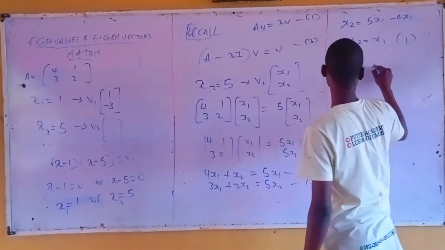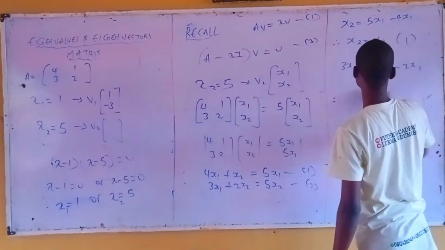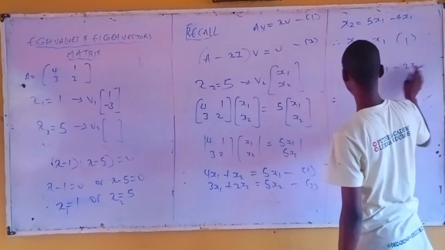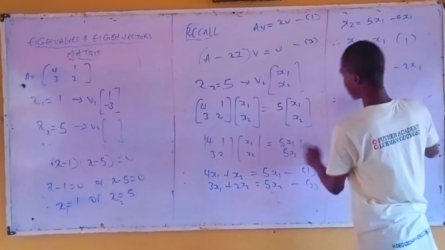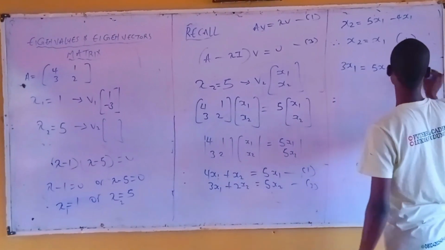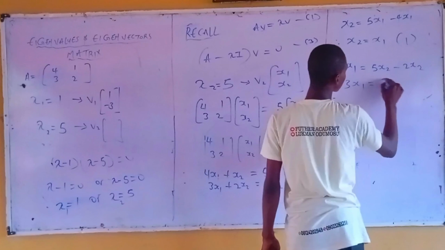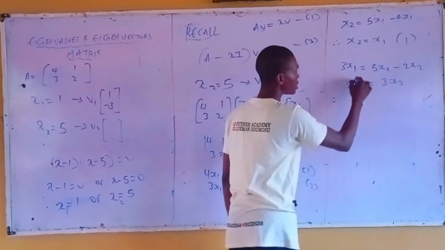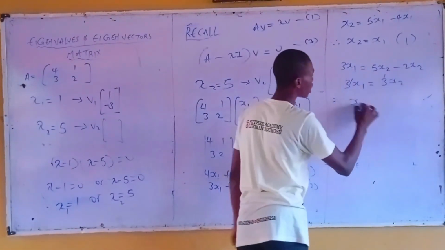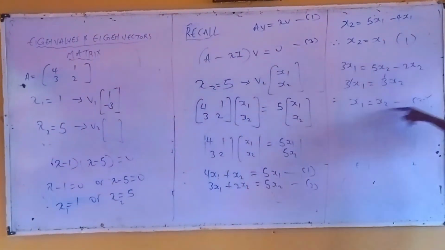3x1 equals 5x2 minus 2x2, right? So what am I saying? This is 3x1 equals 5x2 minus 2x2. Then this becomes 3x1 equals what? 3x2. Then this cancels this. What do you have? x1 equals x2. From equation 1 we got this. From equation 2 we got this. Is there any difference? No.